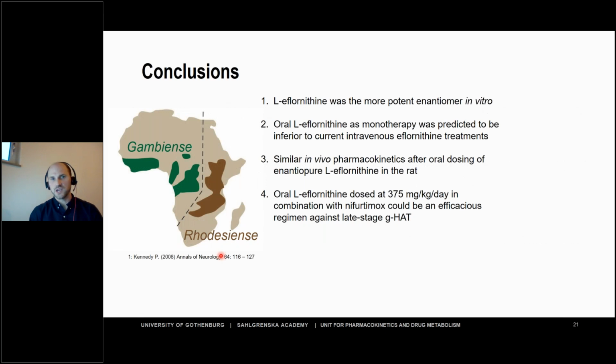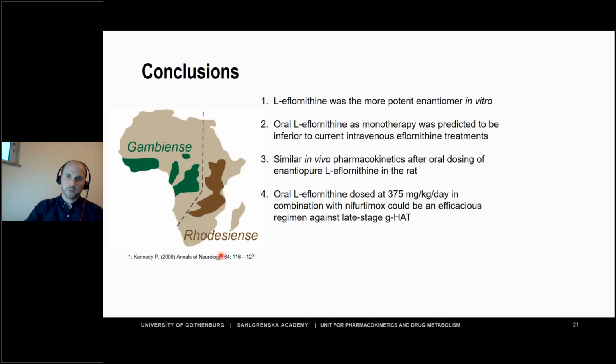So to move over to more major conclusions, we see here that L-eflornithine was the more potent enantiomer in vitro. We also conclude that L-eflornithine as the monotherapy, as seen from the PD modeling work, would be inferior to current intravenous eflornithine treatments. And we also say that the in vivo pharmacokinetics after oral dosing of enantiomer pure L-eflornithine is similar. So there's no real difference in the PK if you would have enantiomer pure or racemic eflornithine and dose that in vivo. And we translate that to human using the fourth part here, where we look at oral L-eflornithine dosed at 375 mg/kg per day in combination with nifurtimox, and that could be a way forward.